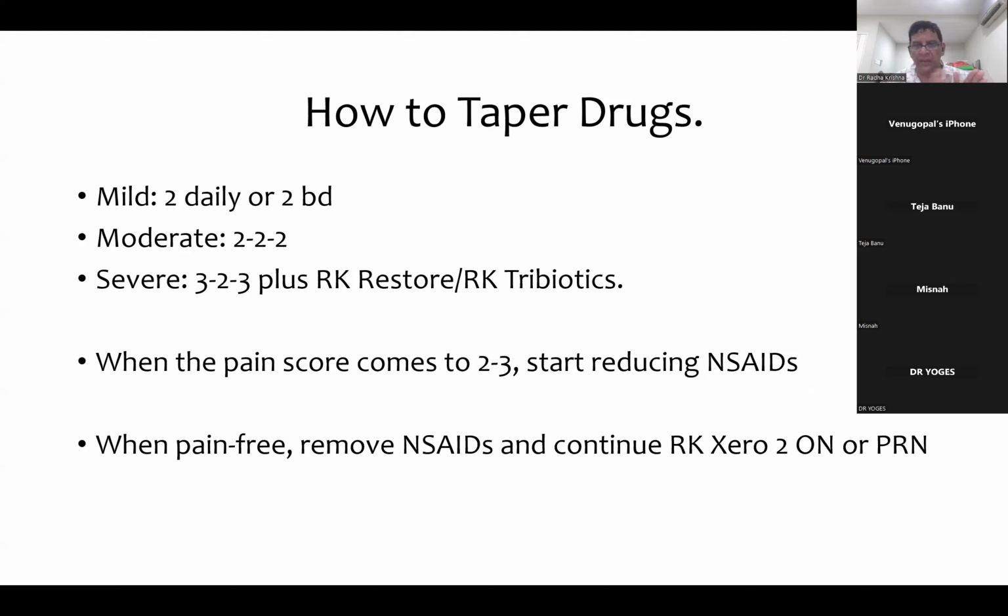So when the pain score comes down to 3, I will slowly start reducing the NSAID first, not reduce the RK0. Okay. Once it's pain free, then we remove all the NSAID and then gradually taper the RK0 to 2 BD, and over a period of time, it will be 2 at night.